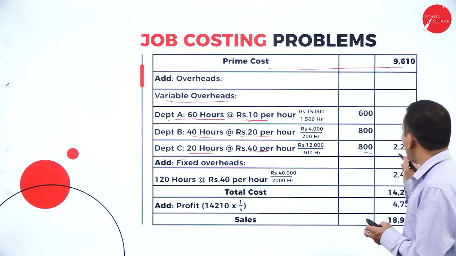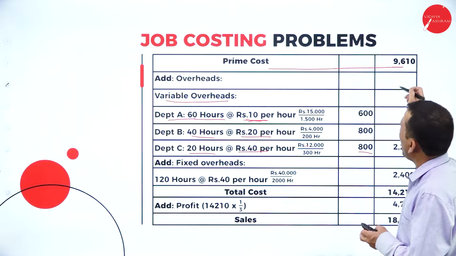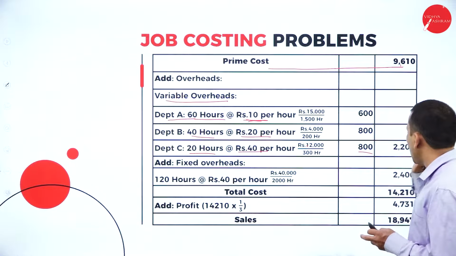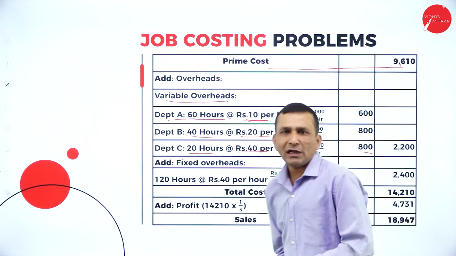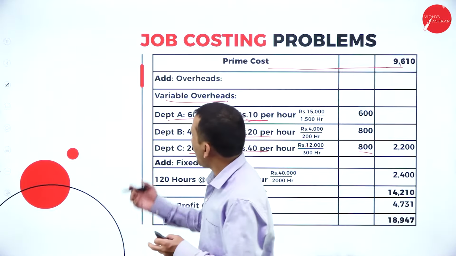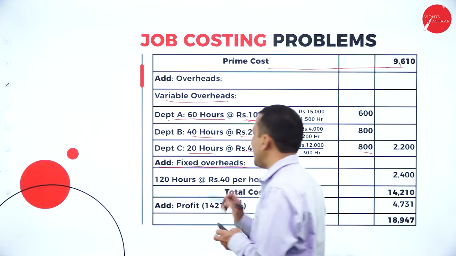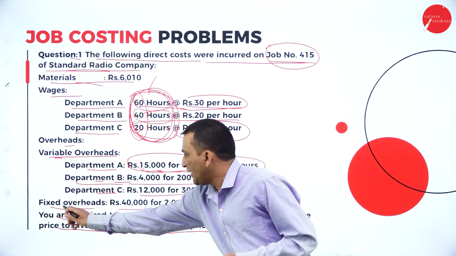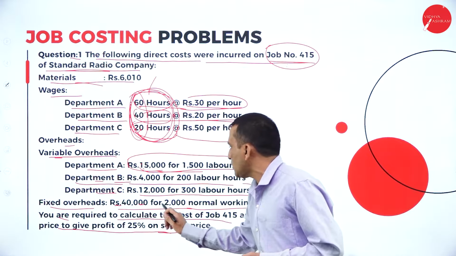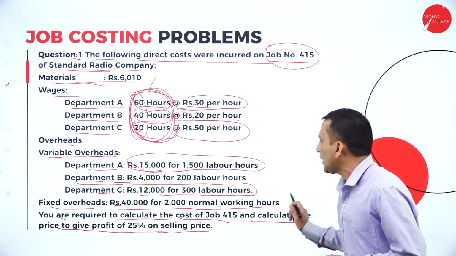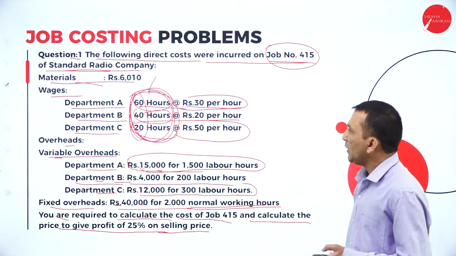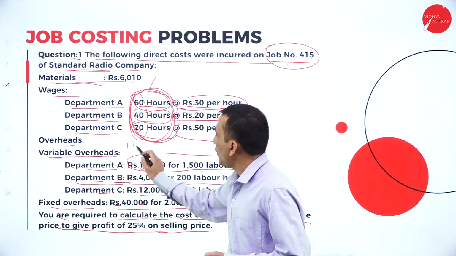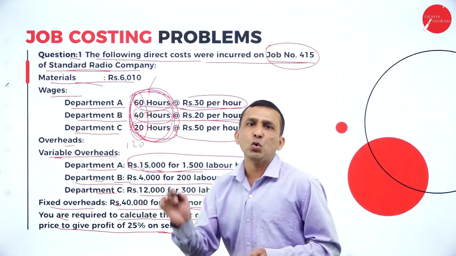After getting this total, we need to add it to the prime cost. So if you add it to the prime cost, you are getting a value. Now the fixed overheads are missing, so here we add fixed overheads, which are given in the question. Fixed overheads: rupees 40,000 for 2,000 normal working hours. So 60 plus 40 plus 20, 120 is the normal working hours altogether.